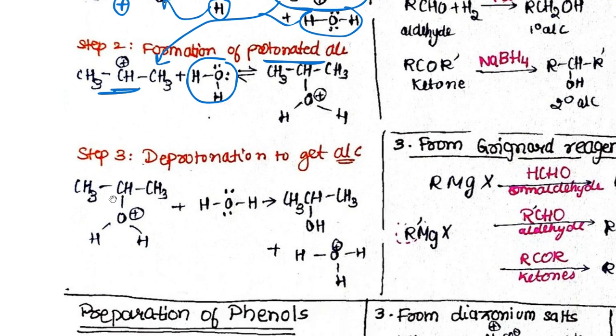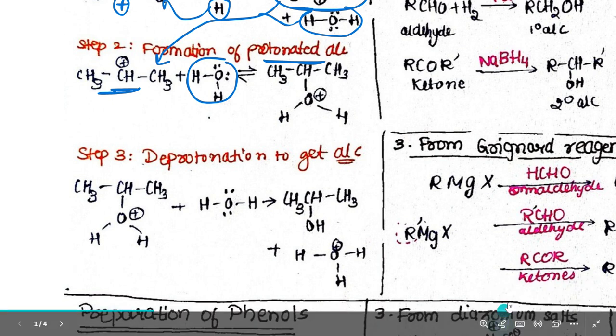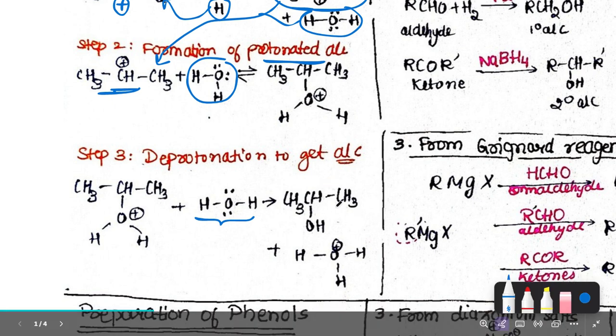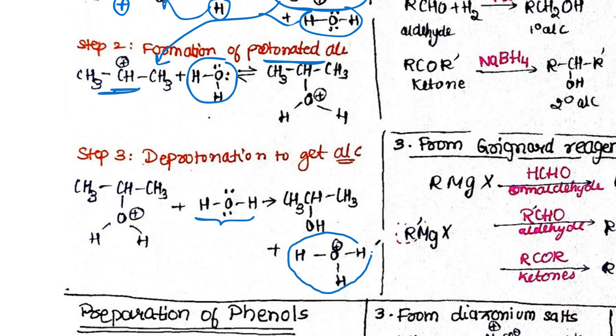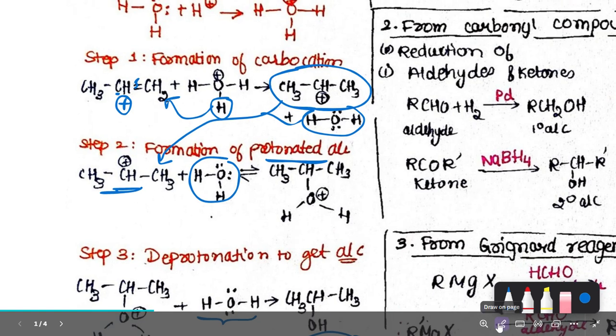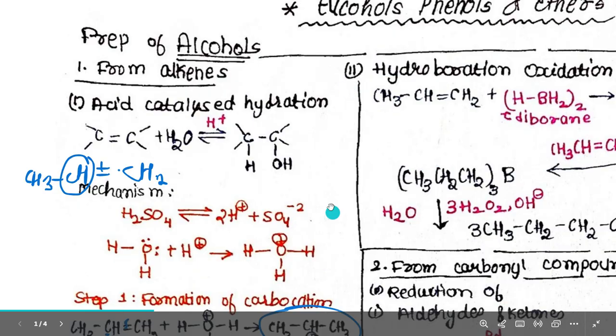And then what we will do, using this same thing, deprotonation to get alcohol. Reacting this same thing with H2O, we will get an alcohol, plus the same thing that we gave before, hydronium ion. Okay, so this was the mechanism from alkenes when we talk about the preparation of alcohols.